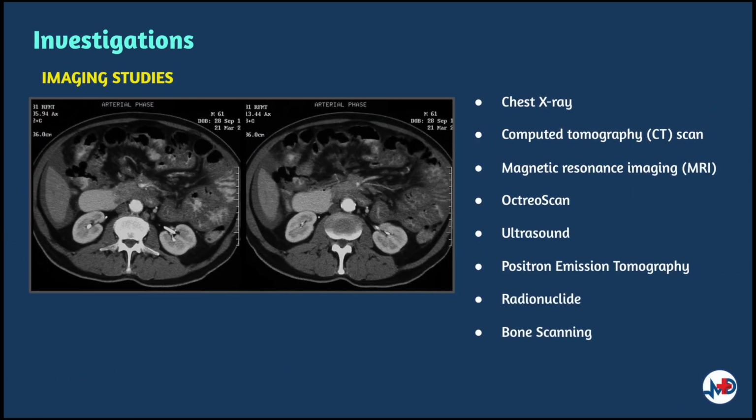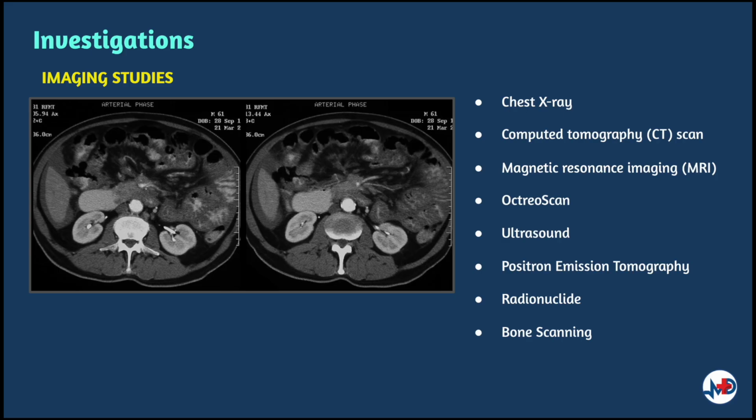As for imaging studies, one could do a chest X-ray, a computed tomography or CT scan of the relevant areas, an MRI scan, which are all quite useful in the diagnosis as we are looking out for a particular tumor. An octreoscan is a special type of scan that is most often used to find carcinoid tumors. This scan is taken after injection of a radioactive substance that is picked up by the carcinoid tumor cells.